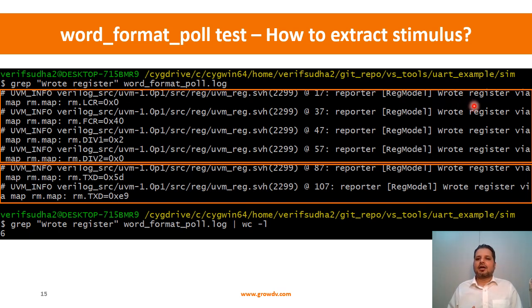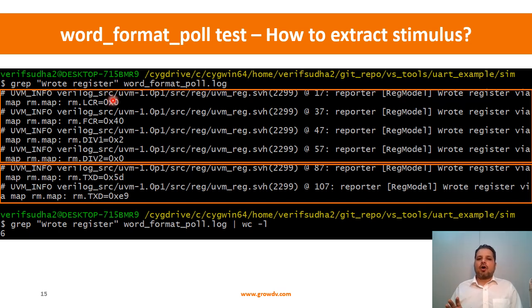I am seeing that it wrote to the LCR. This gives me some idea because I know how to decode this, since we already looked at the LCR format. Then it has written something to FCR, which I can also decode. DIV1 and DIV2, the baud rate generation, have been programmed. And then it wrote to TXD, and we know that when we write to TXD, it is writing for the transmission.